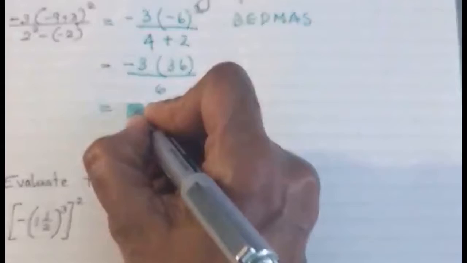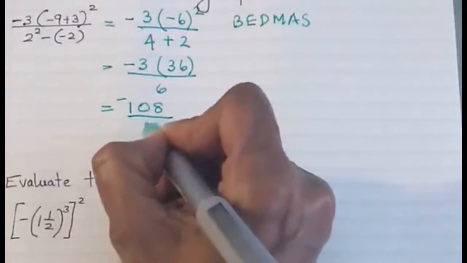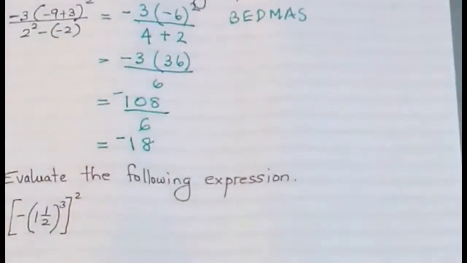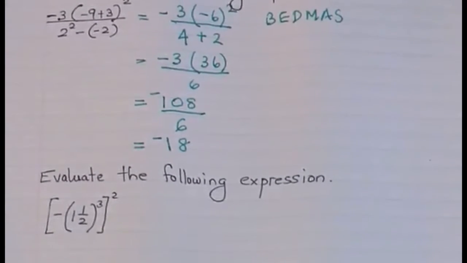So -3 times 36 would be -108. That's a negative number, and divided by 6. So the final answer would be -18. All right, so let's move on to the next question.